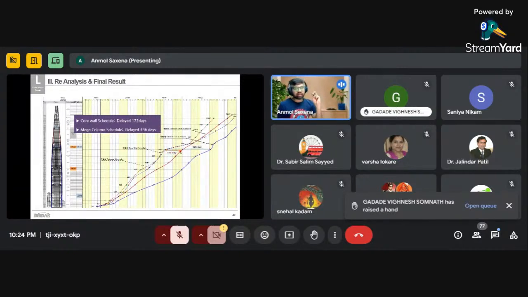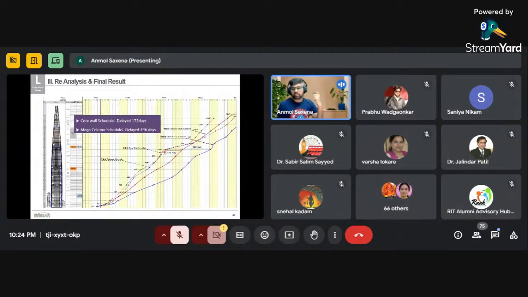And then again we have to do this column shortening and all, and whatever the changes in the results, we have to update. So basically this is the comparison between the pre-analysis which we have done, and after updating this schedule, we have noted these shortenings in the core walls and the columns.